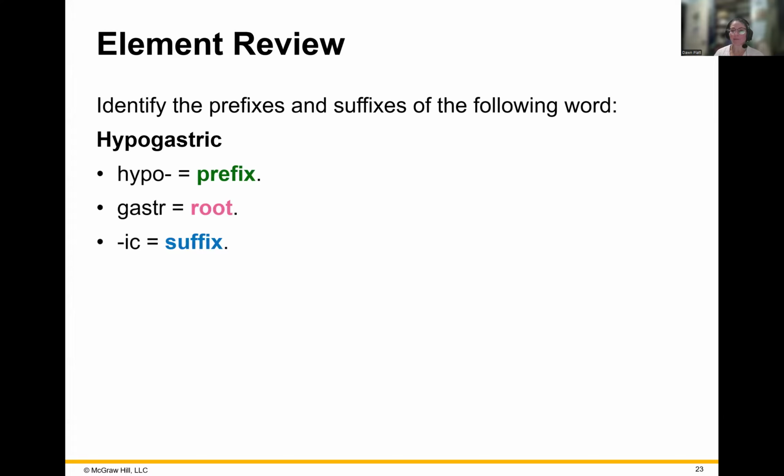Hypo is a prefix, it means below. Gaster is the root word, that means stomach. Ic is the suffix, that means pertaining to. So this term means pertaining to below the stomach.